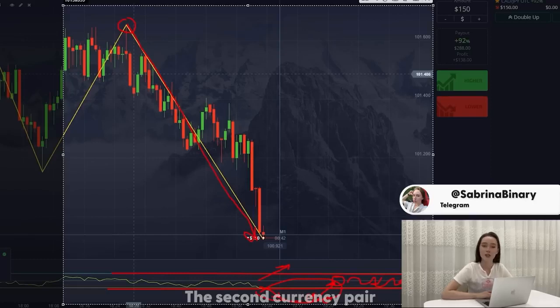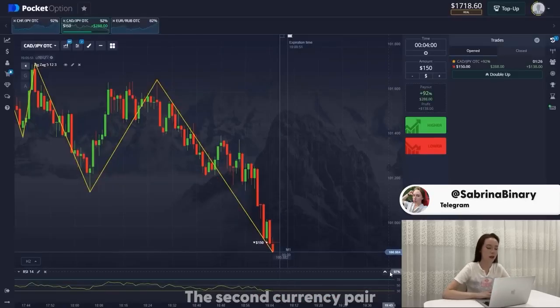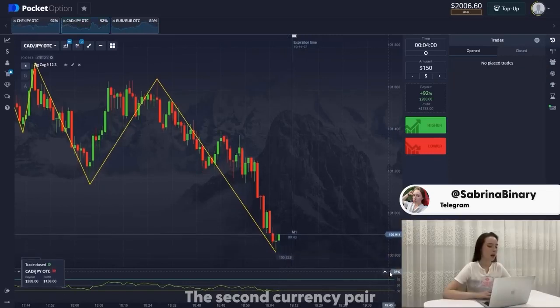And the second deal is closed perfectly in plus. It's just great. And this trade is going to be the final one.